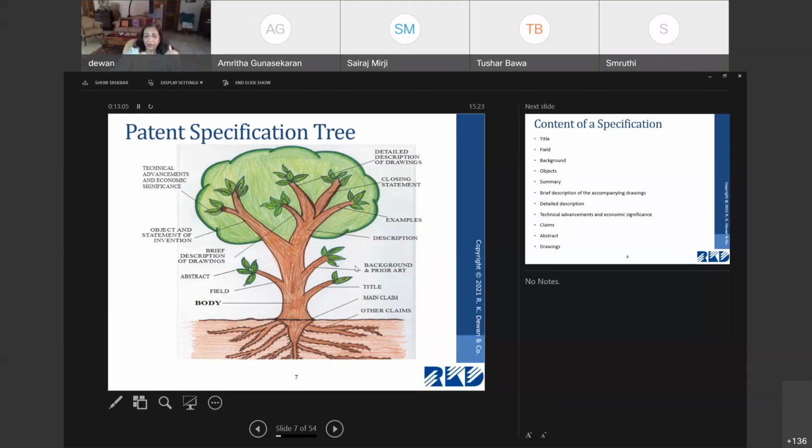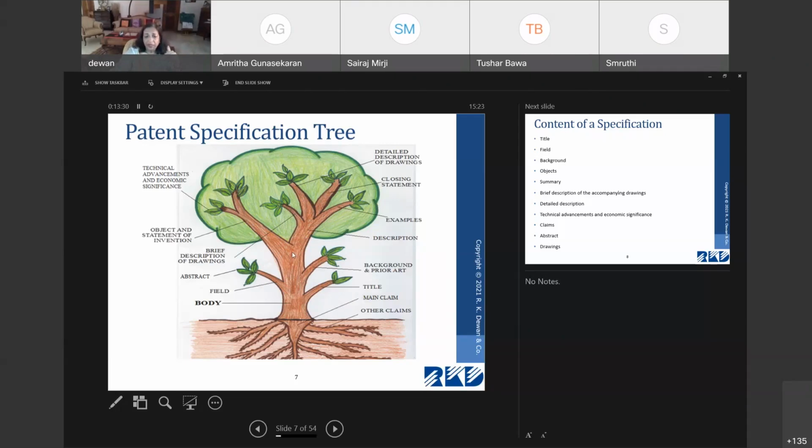Then there's the background or prior art. Then the other part is the brief description of the drawings in the description. And then this is the object and statement of invention. So in the description, you have the brief description, you have the detailed description, you have the closing statement, you have the example. These are the four main parts of the description.